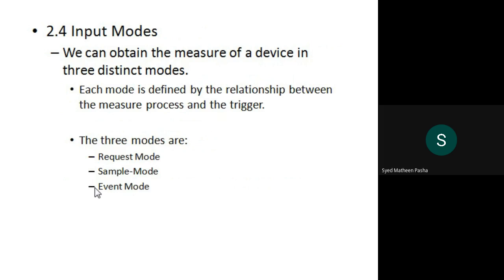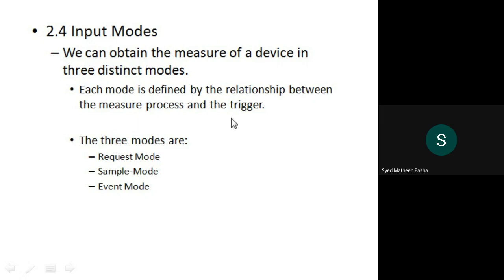Then you have some input modes. As you know, every application or device consists of some modes with the help of which you can provide input to it. Similarly, these devices also consist of some input modes, so we'll check out what those input modes are. We can obtain the measure of a device in three distinct modes. Each mode is defined by the relationship between the measure process and the trigger.